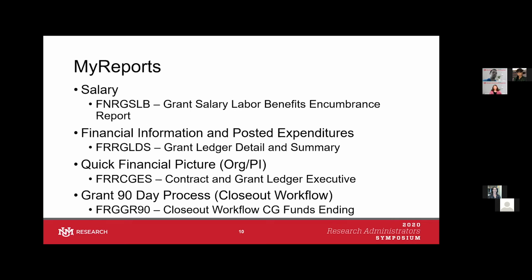Now the closeout workflow, which is the grant 90-day process: 90 days before your fund, your index is going to end, a workflow is generated and an email is sent out to both the department and to the PI telling you that this fund is about ready to end in 90 days. And it goes through different statuses. It first goes to the department administrator's queue, and that's where you say, oh, we're going to extend it, or no, we're going to go ahead and close it. And then from there, it goes based on what you stated as to where it goes next and the full workflow. This report actually tells you the status of where that workflow is.